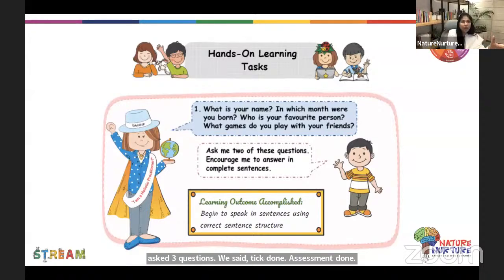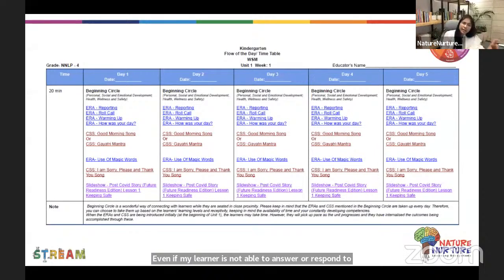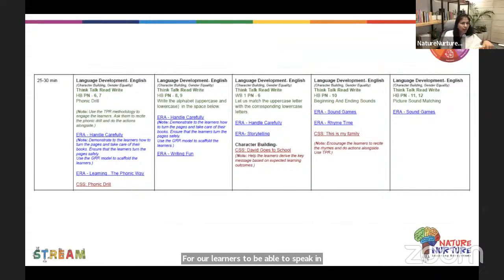However, the idea of conducting this assessment is to identify the goal, where we want a learner to reach. Even if my learner is not able to answer or respond to these 3 questions, what can we do? Let's see. We have at least 4 ERA opportunities, 2 CSS opportunities for our learners to be able to speak in sentences. Let's see how. Can we move ahead?